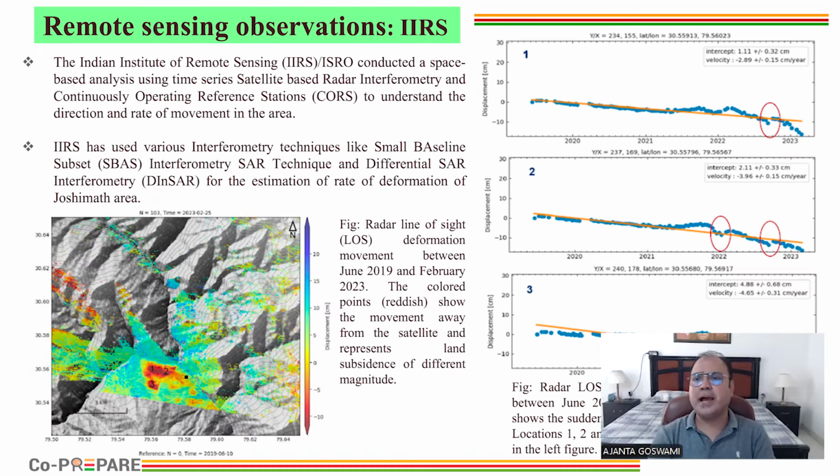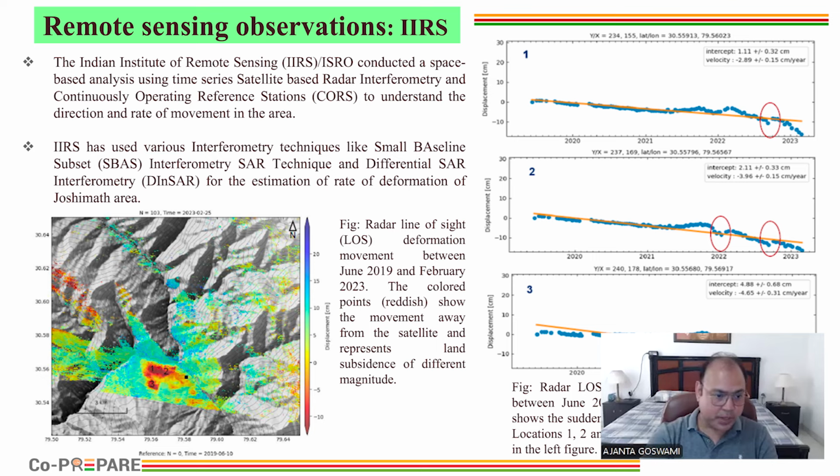Now let's see what IRS has done. So unlike IIT Roorkee, where PS InSAR based study was used, here they have used the SBAS interferometric SAR technique, which stands for small baseline subset interferometry SAR technique, and differential SAR interferometric study for the estimation of rate of deformation of Joshimath area. So this figure shows a radar line of sight deformation movement between June 2019 and February 2023. The colored points, reddish, show the movement away from the satellite and represent land subsidence of different magnitude.